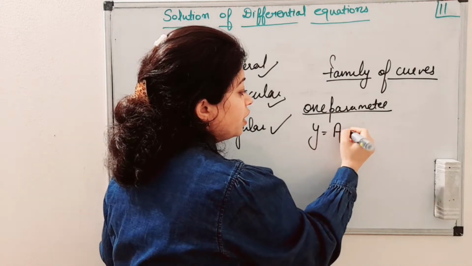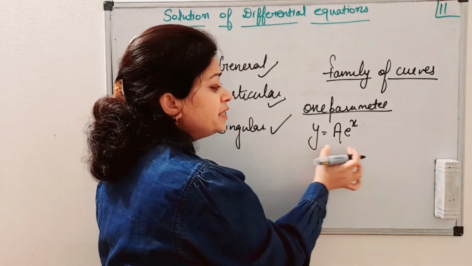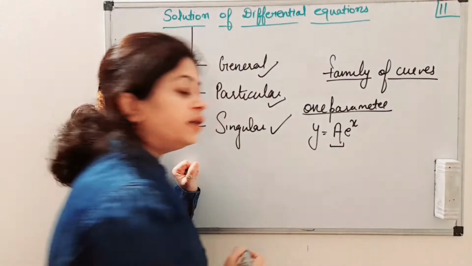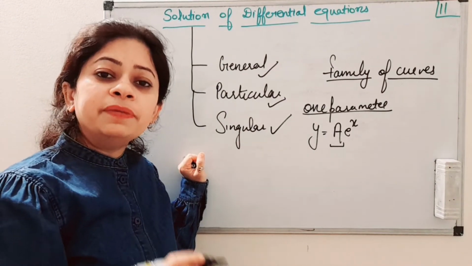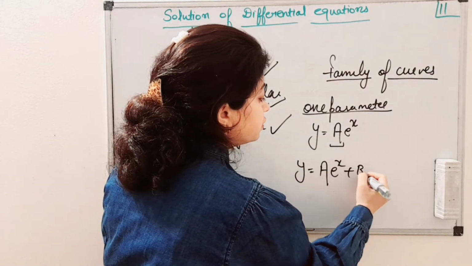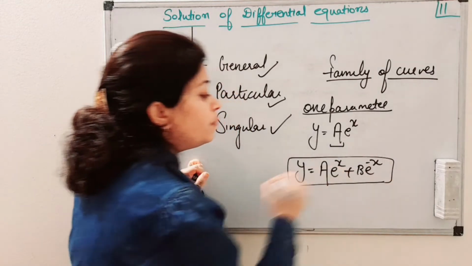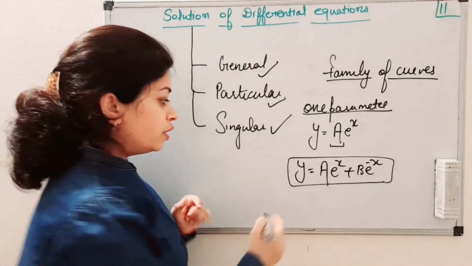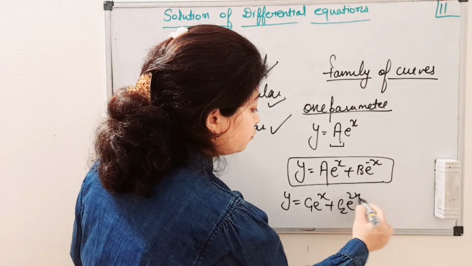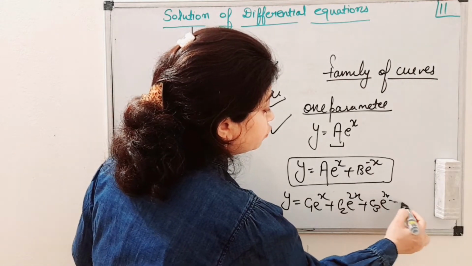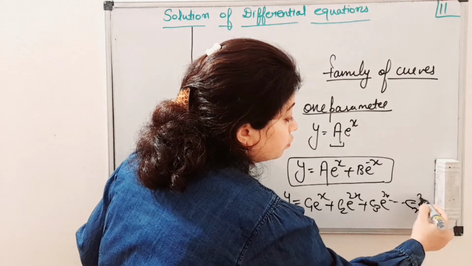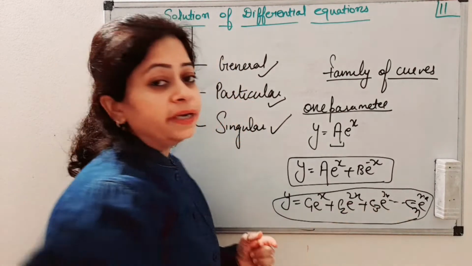Suppose you have an equation y is equal to a e raised to power x. Then we have only one parameter here. Then we will say it's a one parameter family of curves. Suppose in any equation we have two parameters, then we will say it is a two parameter family of curves. And next if we have c1 e raised to power x plus c2 e raised to power 2x, c3 e raised to power 3x and so on up to cn, then we will say it is an n parameter family of curves.